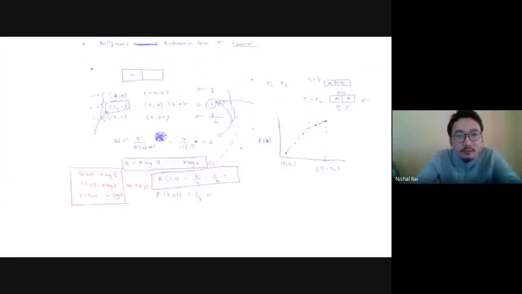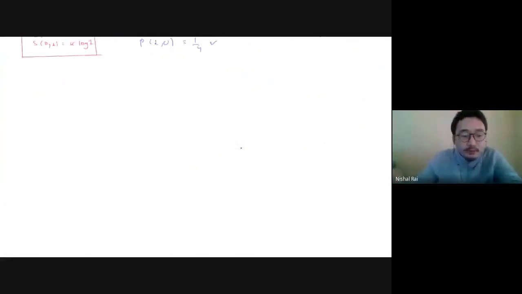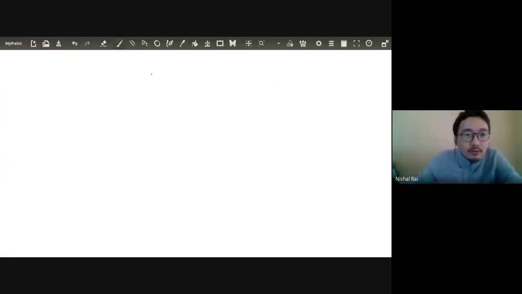Any idea? Why should this configuration of 1, 1 have the highest probability? Why not 2-0 or 0-2? Why should this 1-1 have the highest probability, if it should have the highest entropy?